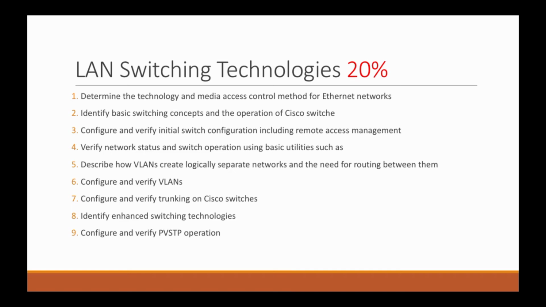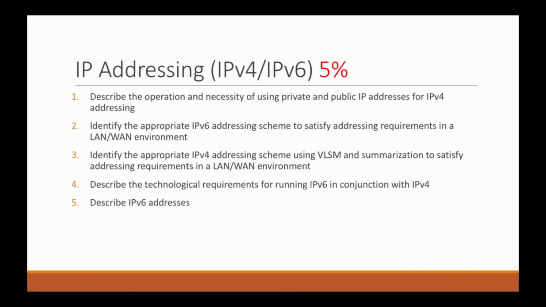You need to verify network status and switch operation using basic utilities such as, and then we have a list after that which we'll come to. Describe how VLANs create logically separated networks and the need for routing between them. And configure and verify VLANs, configure and verify trunking. Quite easy to do. Identify enhanced switching technologies and configure and verify PVSTP operation.